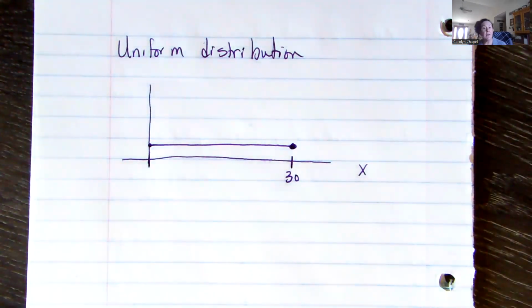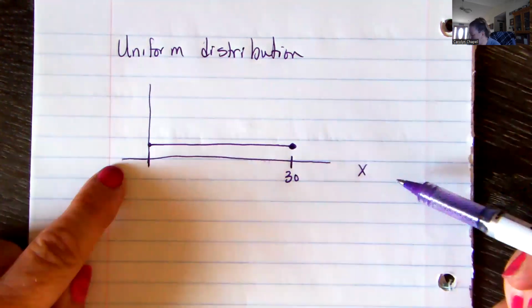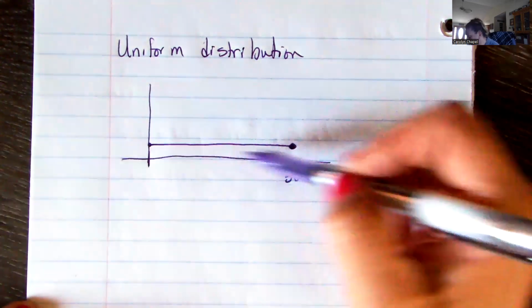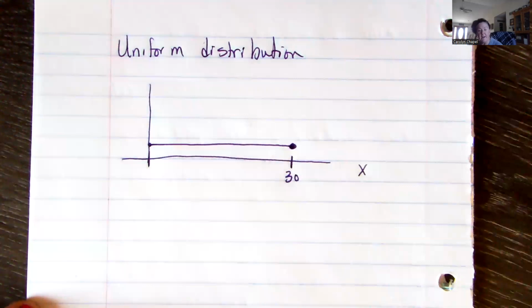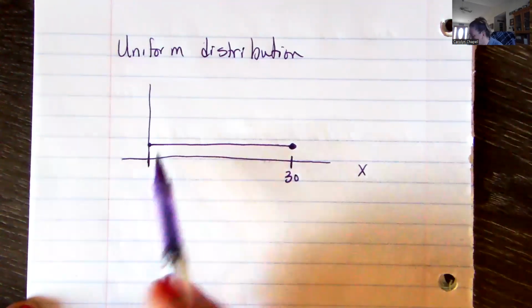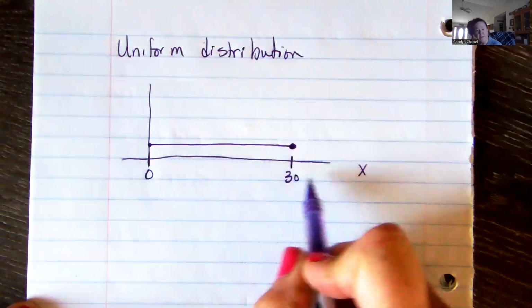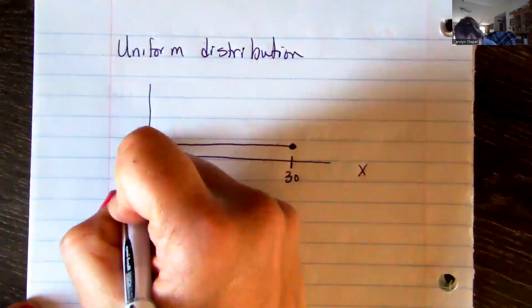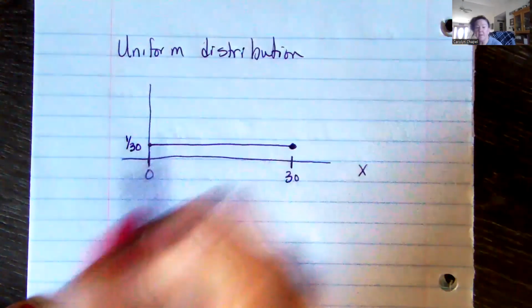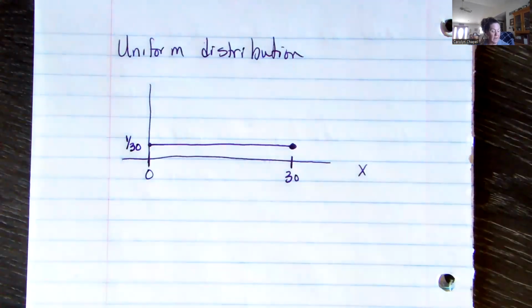Now, for it to be a continuous distribution, we have to remember that the total area under this curve has to be 1. So if that area under the curve is going to equal 1, first of all, it's the shape of a rectangle whose base is 30. That means its height is 1/30, because the area of a rectangle is length times width.